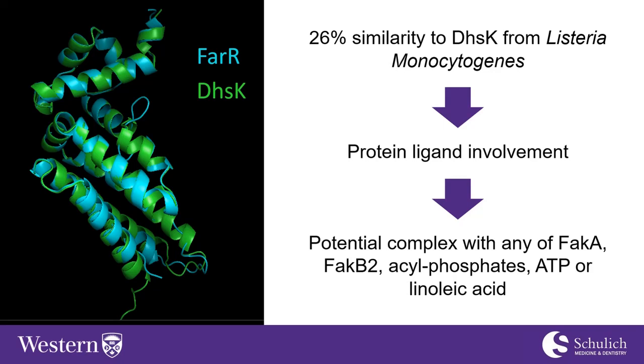Since DHSK requires a small molecule along with a protein for activation, the structural similarities support the hypothesis that a cofactor is involved. This means that FAR-R could potentially bind to a complex involving any of FAC-A, FAC-B2, ATP, acyl phosphates, and linoleic acid. More work still needs to be completed with the modeling. The BIPSPI server will be used to assess the probability of FAC-A and FAC-B2 binding, while the PISA server will scan for biologically relevant interfaces.